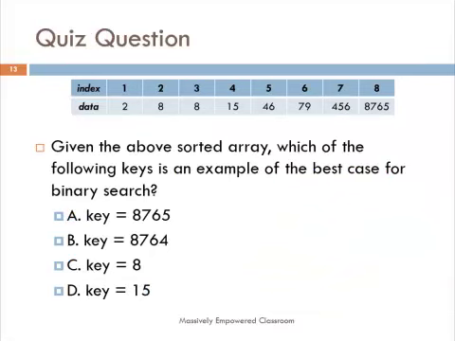Right? So let's look at a quiz question. You are given that same array, the familiar array that we have been using in this lesson. Now, which of the following keys is an example of the best case for binary search? That is, which of these values, if I was to be searching for it, would give me the best case performance? Is it 8765, 8764, 8 or 15? Which is the best case?